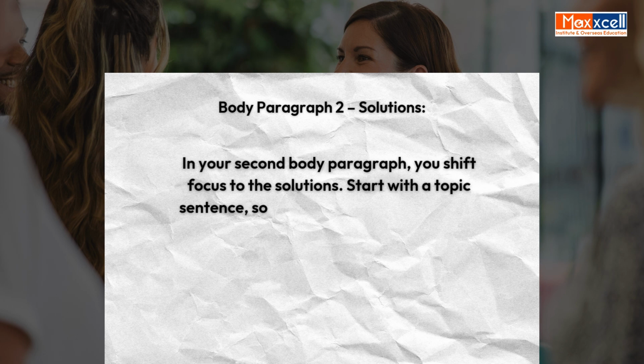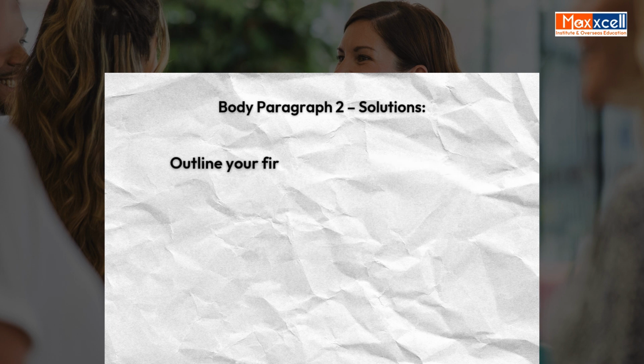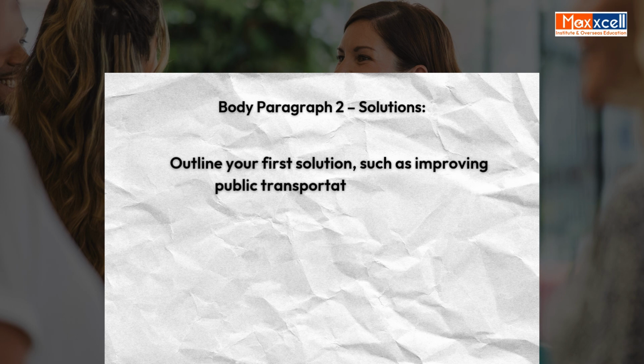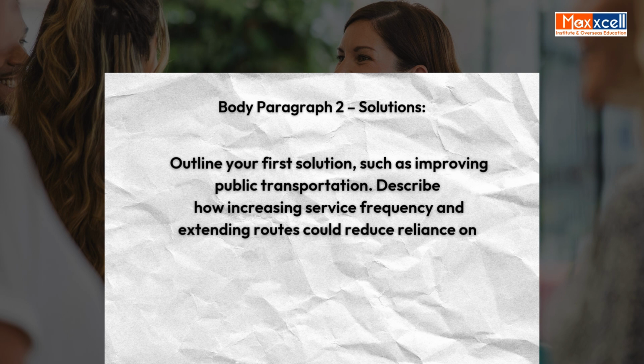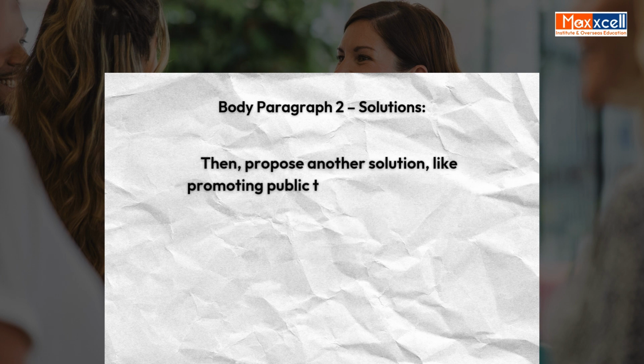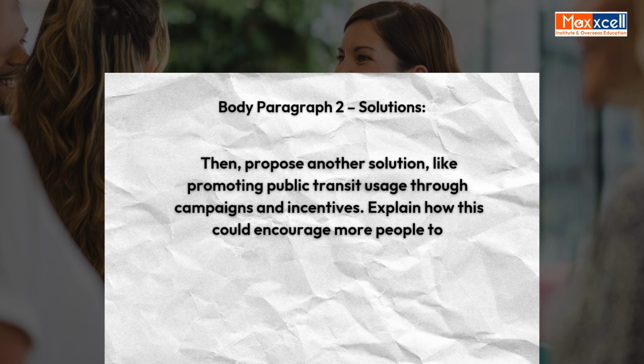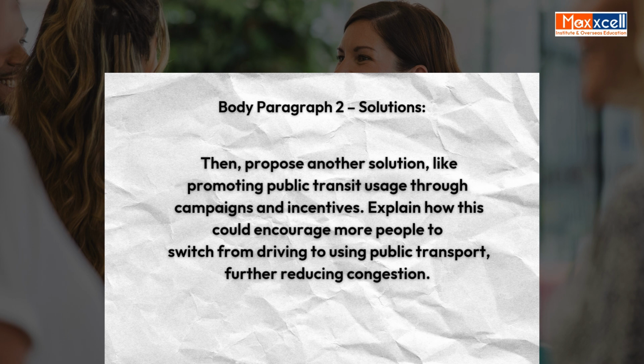Body paragraph to solutions. In your second body paragraph, you shift focus to the solutions. Start with a topic sentence, something like, addressing the issue of traffic congestion requires innovative and sustainable solutions. Outline your first solution, such as improving public transportation. Describe how increasing service frequency and extending routes could reduce reliance on personal vehicles. Then, propose another solution, like promoting public transit usage through campaigns and incentives. Explain how this could encourage more people to switch from driving to using public transport, further reducing congestion.